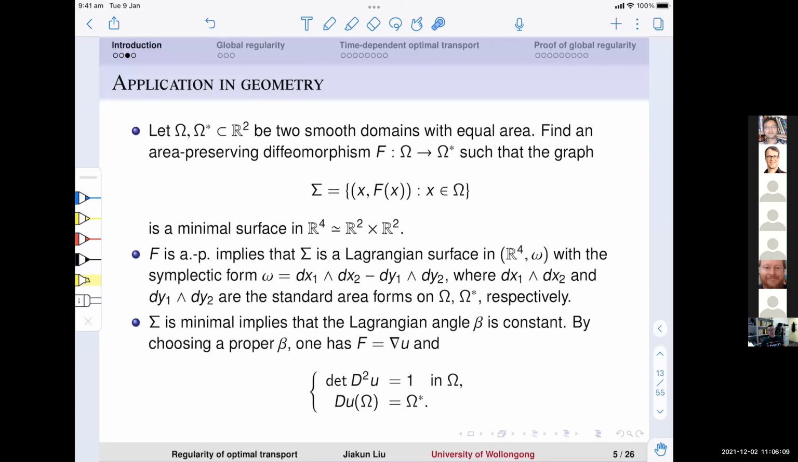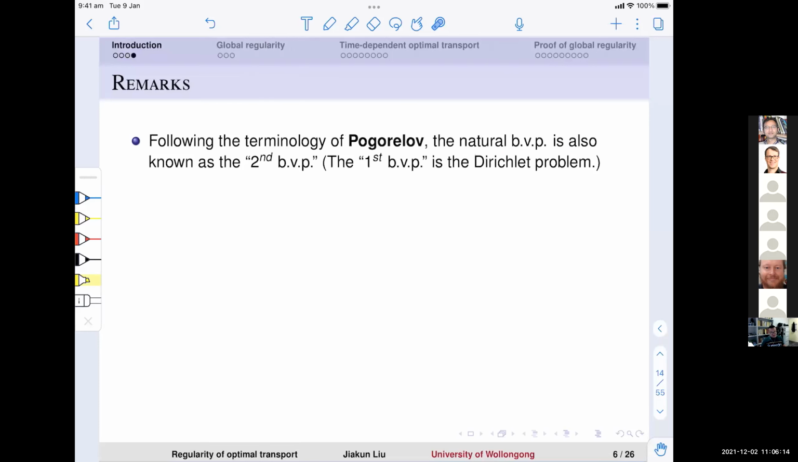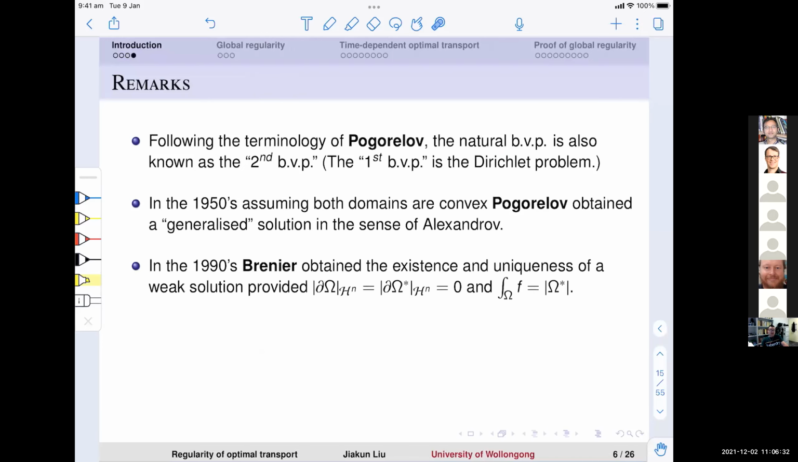Okay, so that's two interesting applications. Now some remarks. We follow the language of Pogorelov. The natural boundary value problem is also called the second boundary value problem. The first one is referred to as the standard Dirichlet problem. And in the 1950s, Pogorelov, assuming the domains omega and omega star are convex, proved there exists a generalized solution, the weak solution, in the sense of Alexandrov.